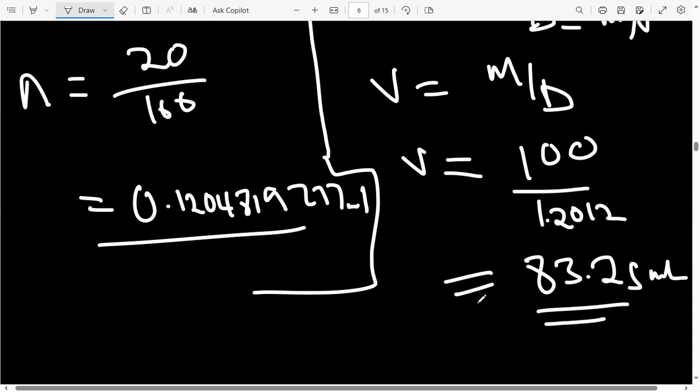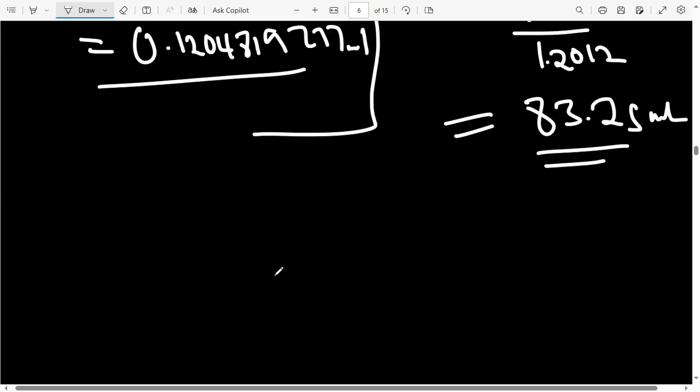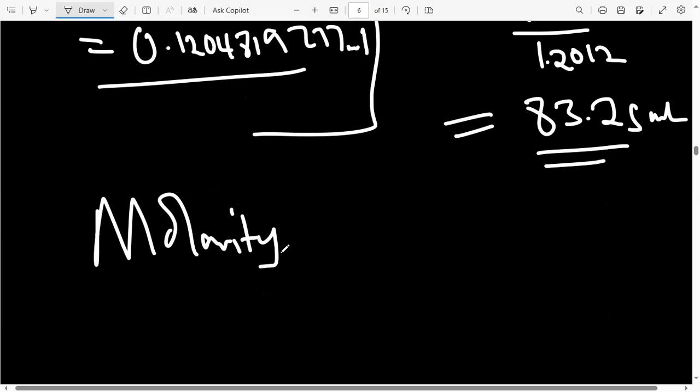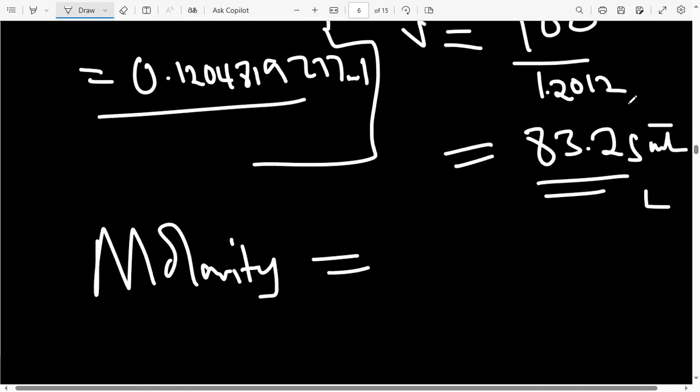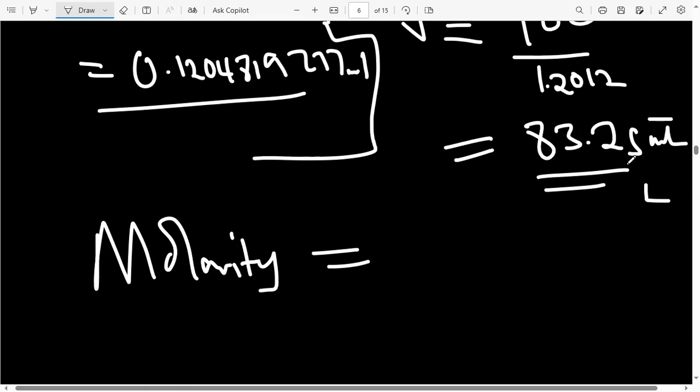milliliters. Okay, so now we have the moles and the volume. So we can find our molarity here. But remember that for us to find our molarity, our volume always has to be in liters, because this is milliliters. So we have to change that volume to liters. So we just divide this by 1,000. So molarity is equal to moles divided by volume. So I'm going to write the moles here.